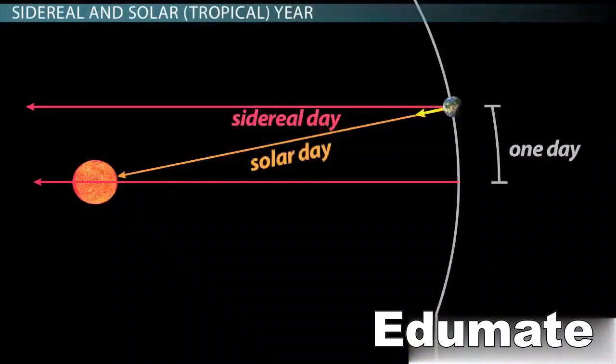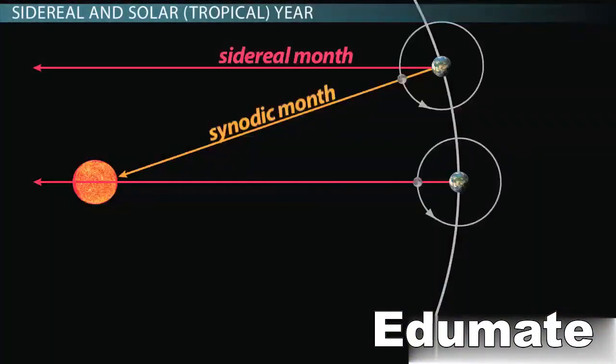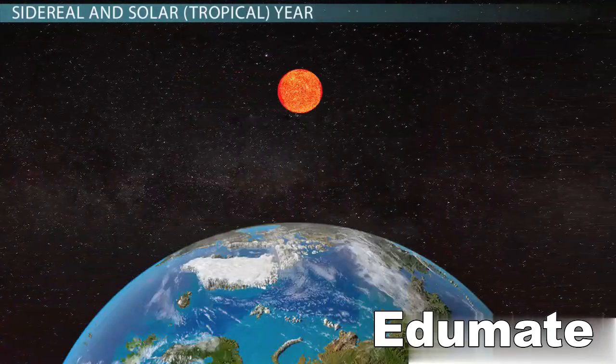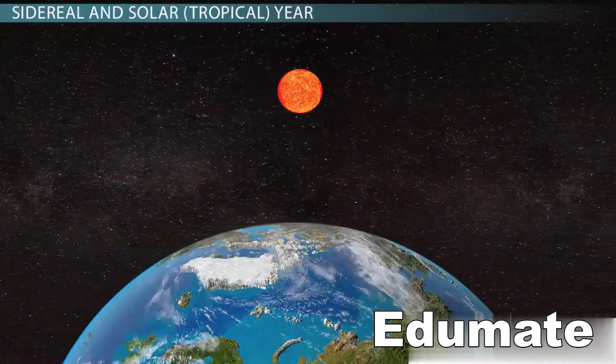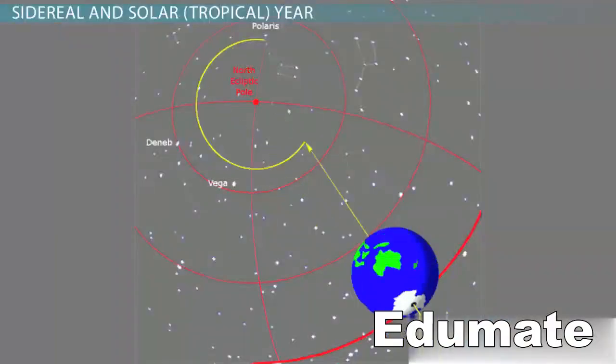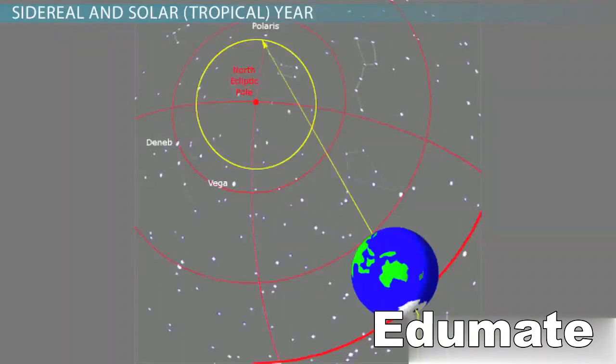As with the days and months we went over, a discrepancy is clearly present between the solar year and sidereal year. The solar year is about 20 minutes shorter than the sidereal year because of an effect called precession, which is basically the wobbling of Earth on its axis with time.